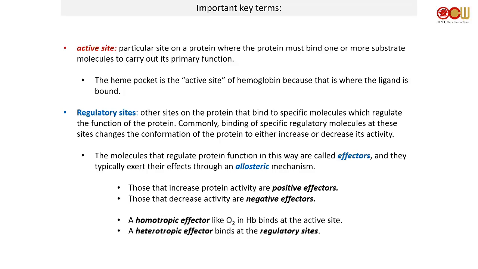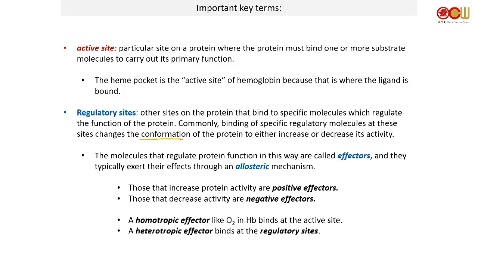Now, you have regulatory sites. These are the allosteric sites that I mentioned. Basically, regulatory sites are the other sites on the proteins that bind to specific molecules which regulate the function of the protein. So, allosteric locations where one molecule binds, alters the shape, and then causes the protein to increase or decrease function. Commonly, binding of specific regulatory molecules at these sites will change the conformation. Usually it's some kind of conformational change.